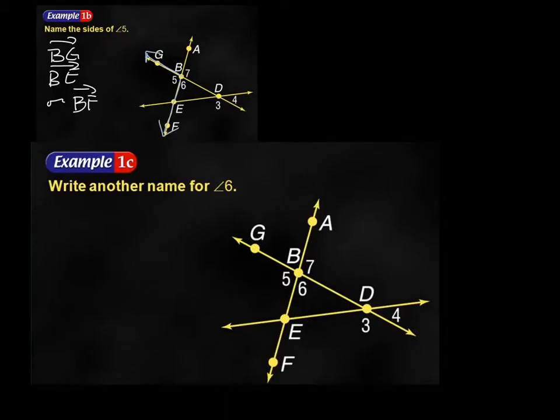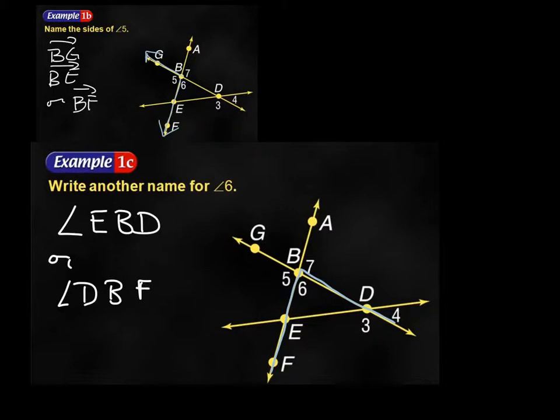Write another name for angle 6. Okay, there it is. So we could call it angle EBD, or it could be DBF, FBD, DBE. Okay, so you get the idea. Big idea, the vertex needs to be in the middle.